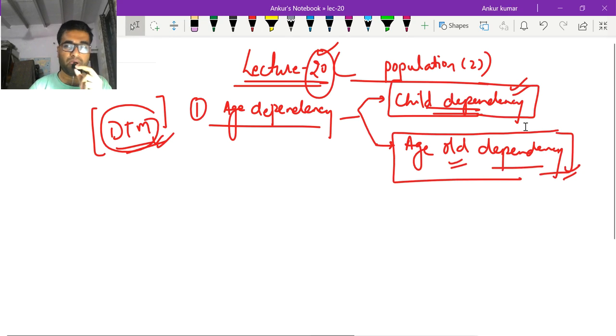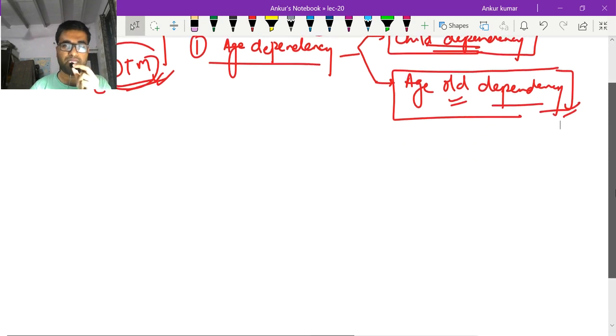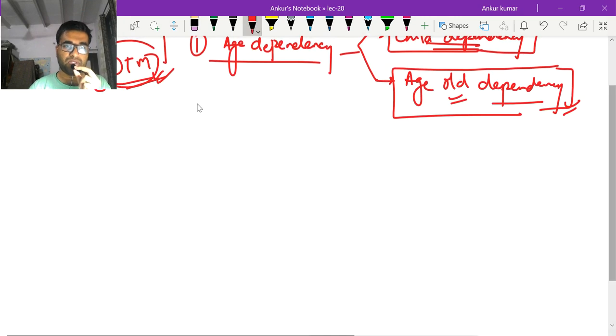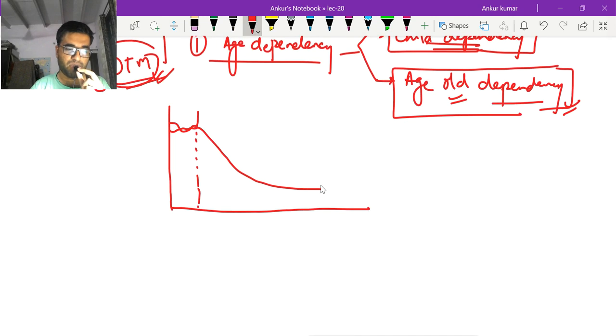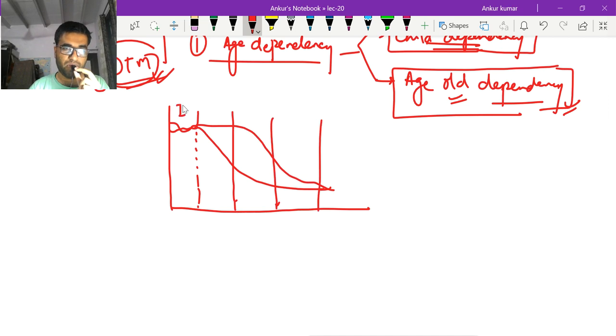So we will start with the demographic transition model, to see how age dependency varies in India. If you see the demographic transition model, in the first stage of the demographic transition, the fertility and mortality rates are very high. But as we move on, the fertility rate and the mortality rate decline. First the mortality rate decreases, and then the fertility rate also starts declining, right? So this is the second stage, this is the third stage, and this is the fourth stage. First stage of demographic transition, this is second, this is third.